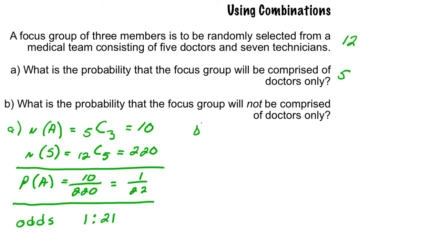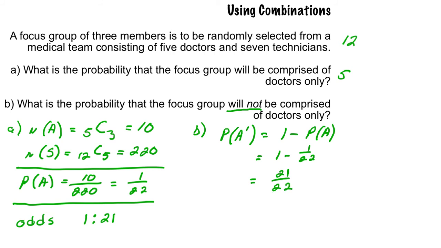Now, what is the probability that the focus group will not be comprised of doctors only? So we're trying to find the complementary event. So complementary event is denoted like that. And that event is 1 subtract the event of it actually happening. So this will be 1 minus 1 over 22. So the complementary event would be 21 out of 22. So there is your complement.